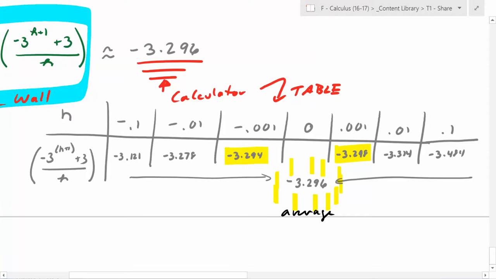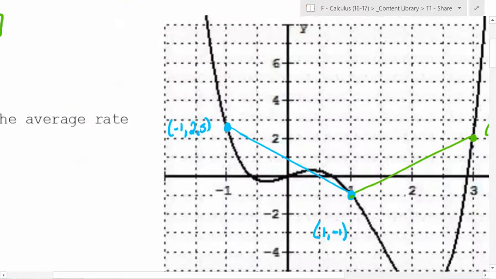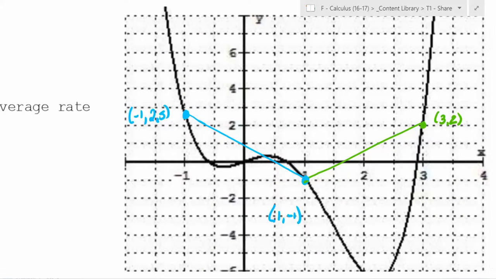When you're using the limit definition of derivative, this difference quotient, the numbers you're going to need to use are right here. You're going a little bit to the left, and then a little bit to the right. The slope of the tangent line between the points. So there's the first point right there, and there's the second point right there. That point is (1, -1), and that point is (-1, 2.5).